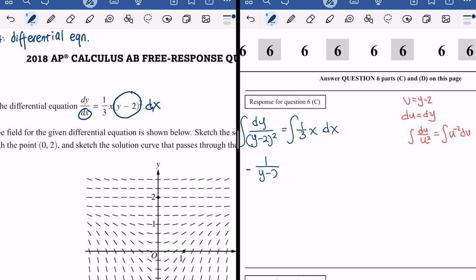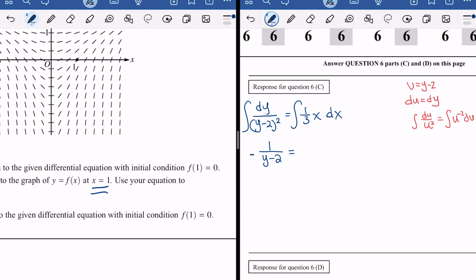And in our case, u is y minus 2. The right-hand side when I do the integration will be 1/3 times 1/2 x squared plus c, which you can rewrite as 1 over 6 x squared plus c. And now we're going to plug in the initial value 1, 0 to find out what c value is.